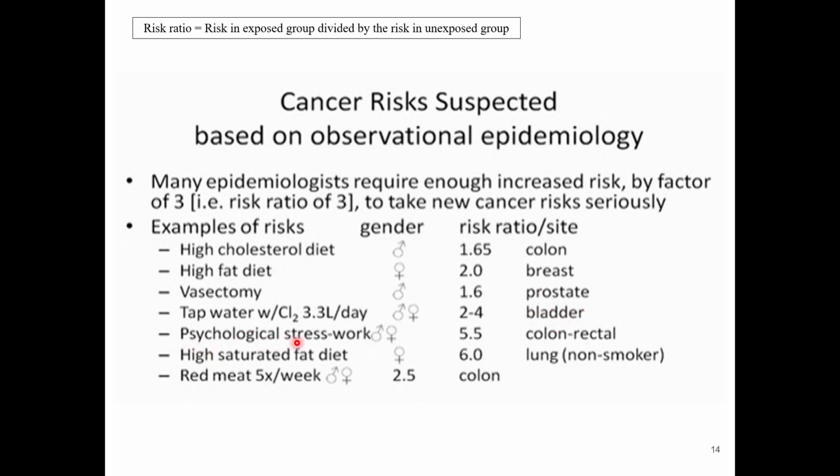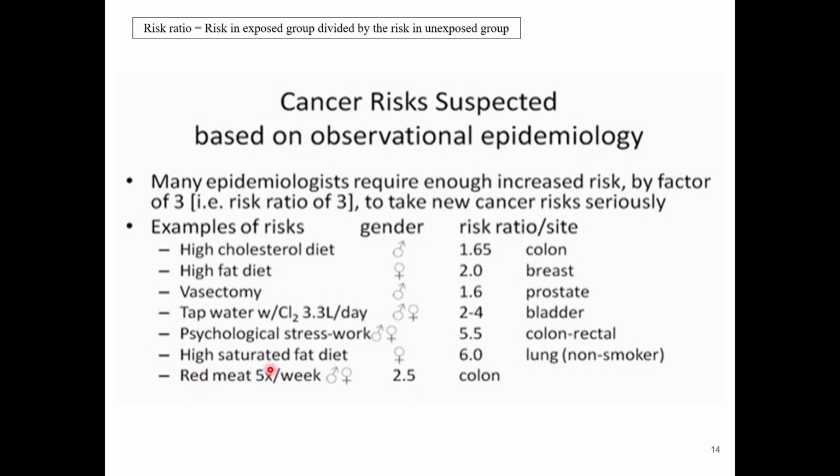Psychological stress at work is also found in both genders. That has a risk ratio of 5.5. So this is a very serious event. These are some of the events which require epidemiologists to study and find out solutions. That basically occurs in colorectal.